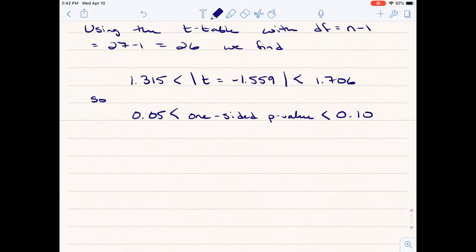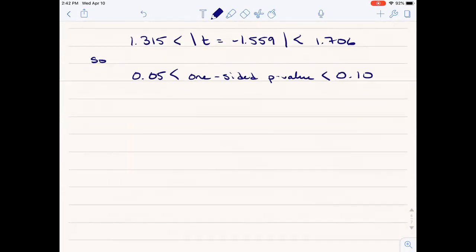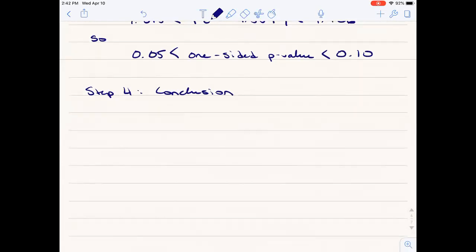All right, conclusion. Step 4 is your conclusion. So our one-sided p-value is somewhere between 0.05 and 0.1. Our alpha level, we were told to use 0.05. Right? This here is telling us that our p-value is larger than 0.05. Right? It's somewhere between 0.05 and 0.1. So it must be greater than 0.05.